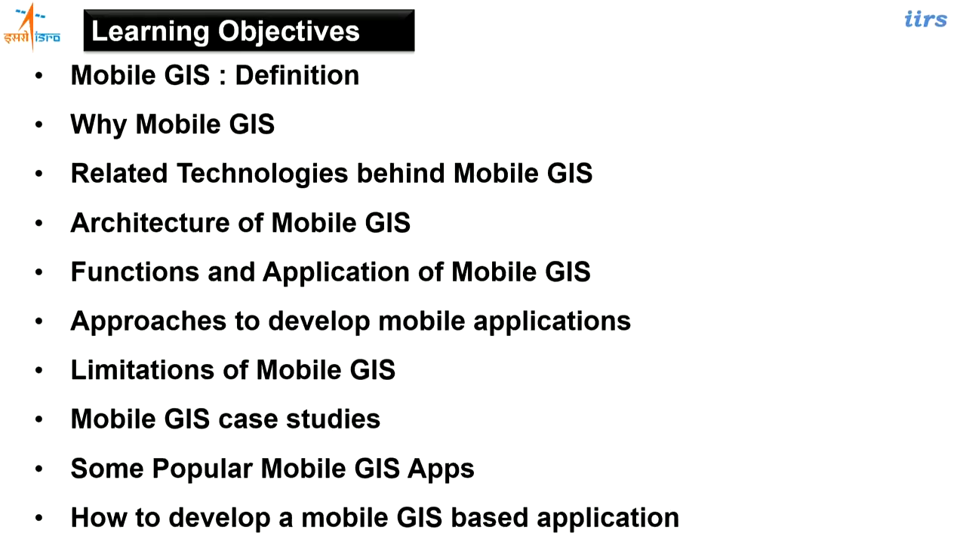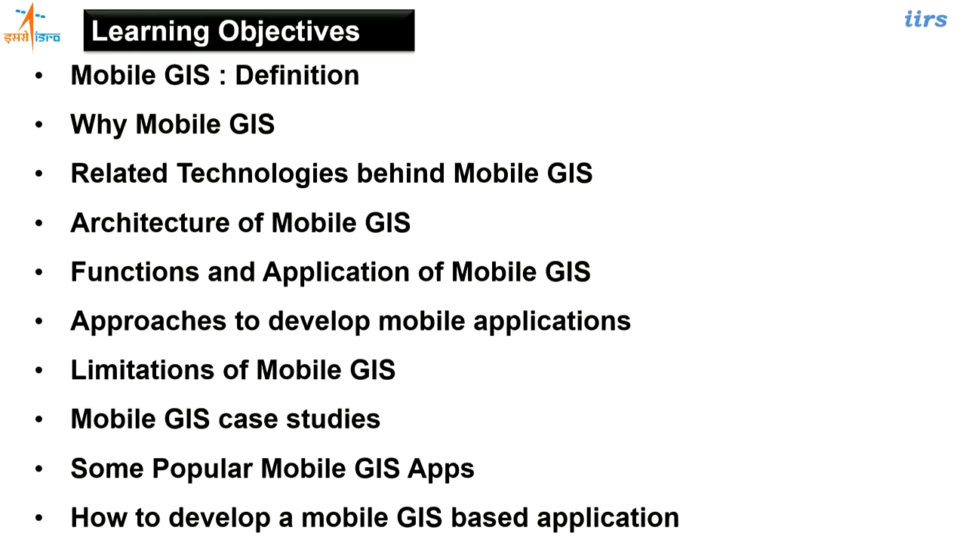Secondly, we should know the functions and applications of mobile GIS. We will also focus a little bit on approaches to develop mobile applications. There are different kinds of approaches through which we can develop a mobile app for a GIS application. There are three kinds of approaches, so we will be covering that part also over here.